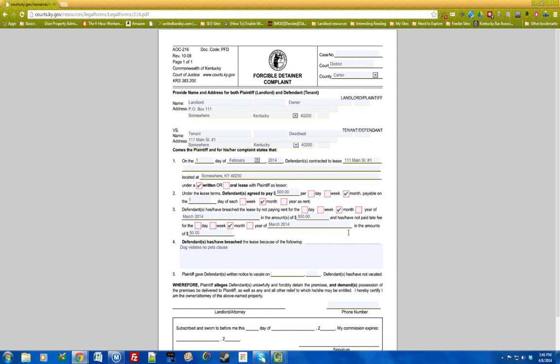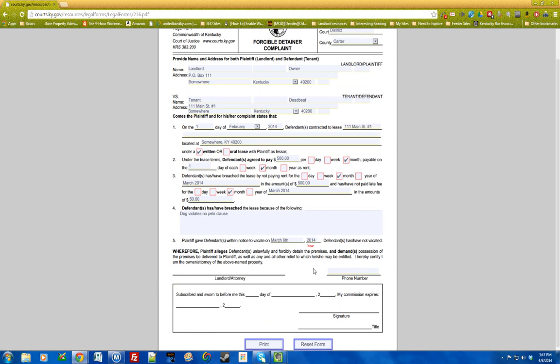So you want to be sure, because with a forcible detainer, the notice is about the only normal issue that you're going to run into. Did you give enough notice? So we'll say, and you're swearing that they are still there and they have not left.